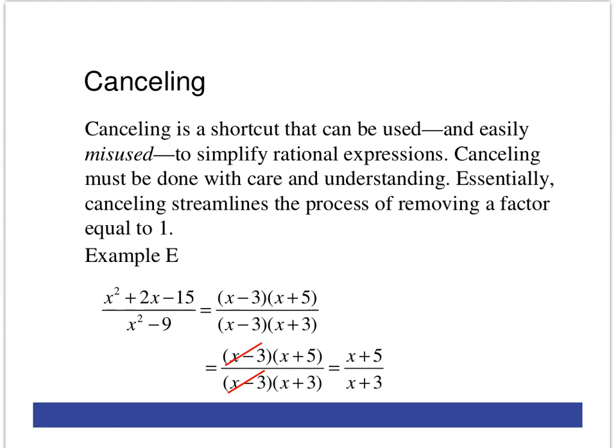So basically, all we're doing is canceling things out. And they're looking at the last problem, the problem that we did twice, and they're canceling. So canceling is a shortcut that can be used and easily misused. To simplify a rational expression, canceling must be done with care and understanding. Canceling streamlines the process of removing a factor equal to 1. So these are things that we have to be very careful about.